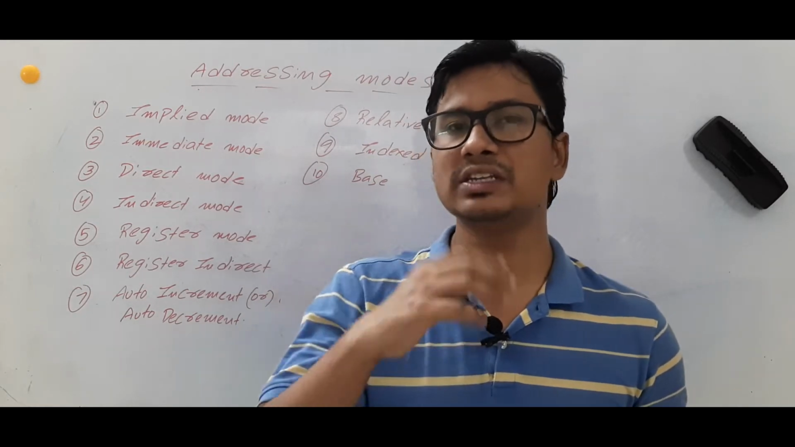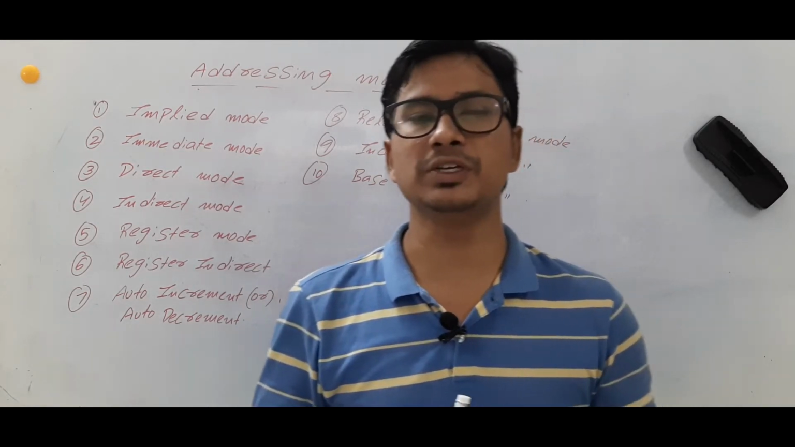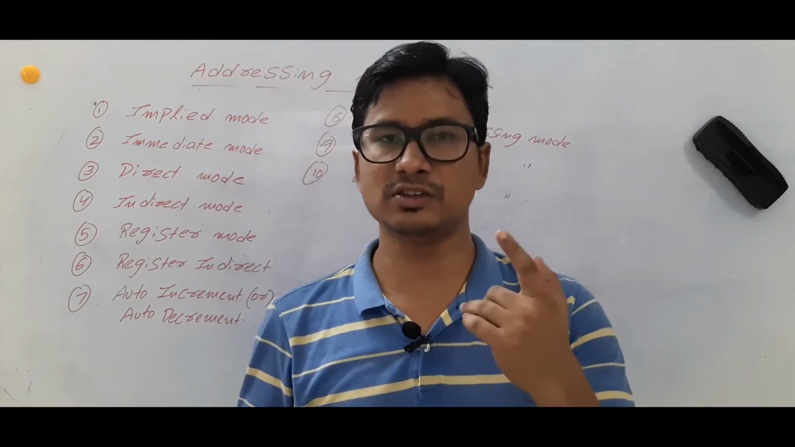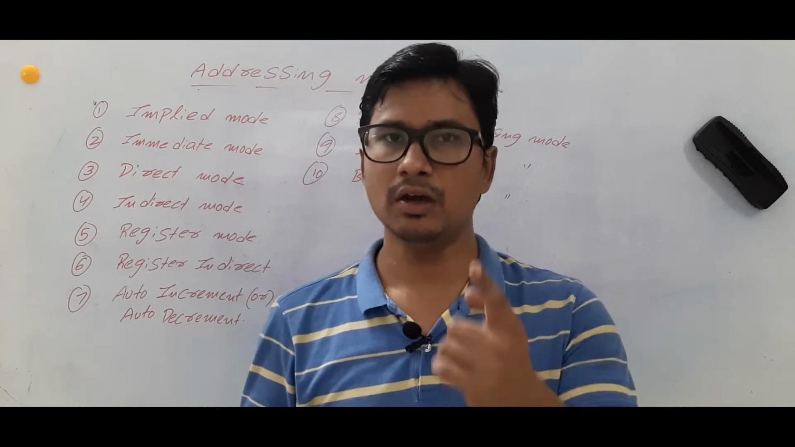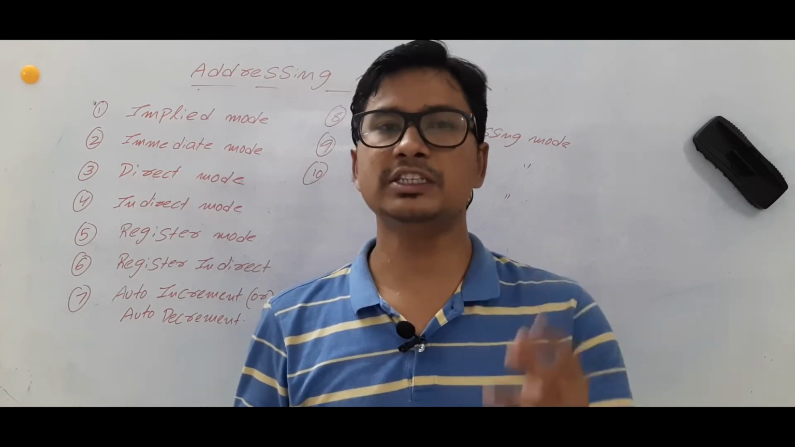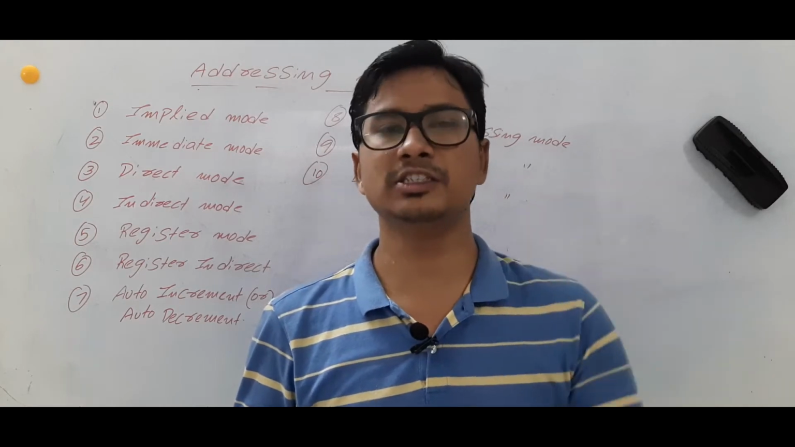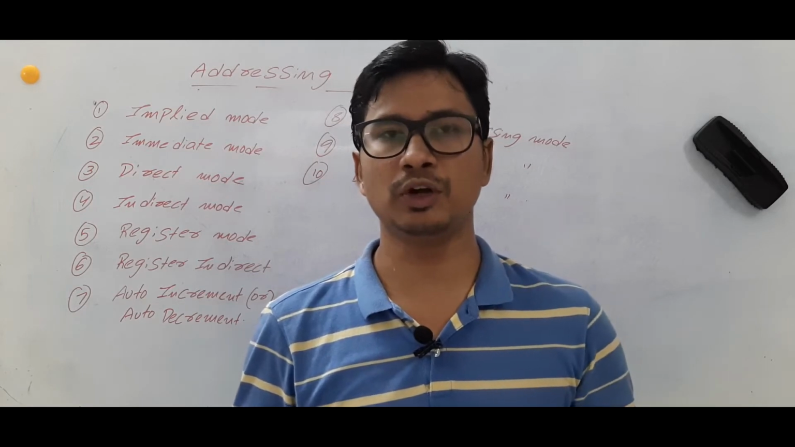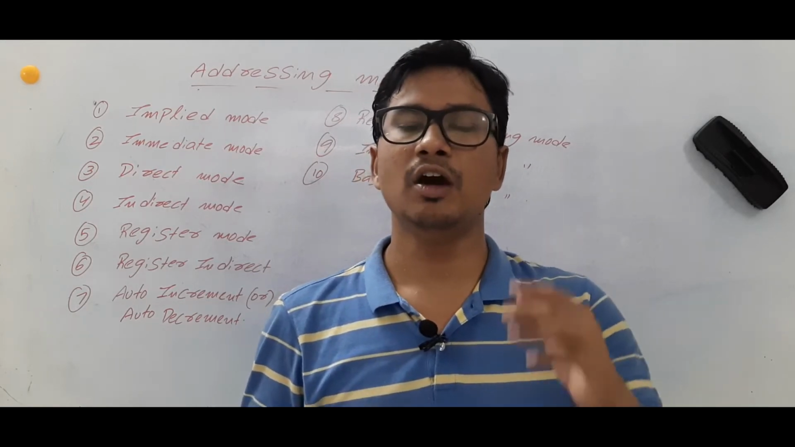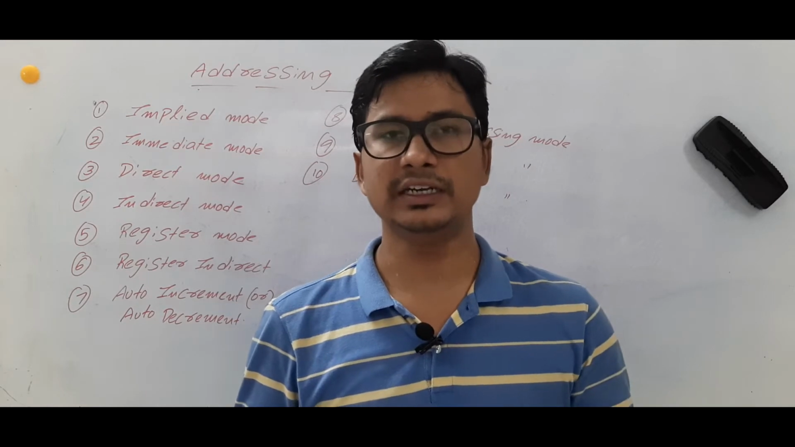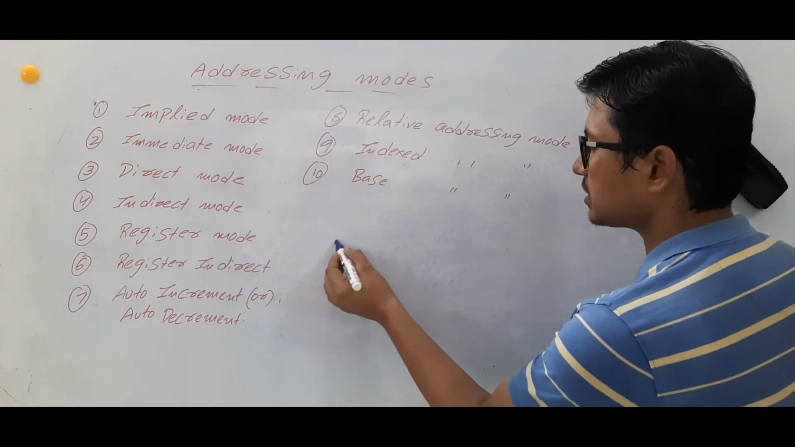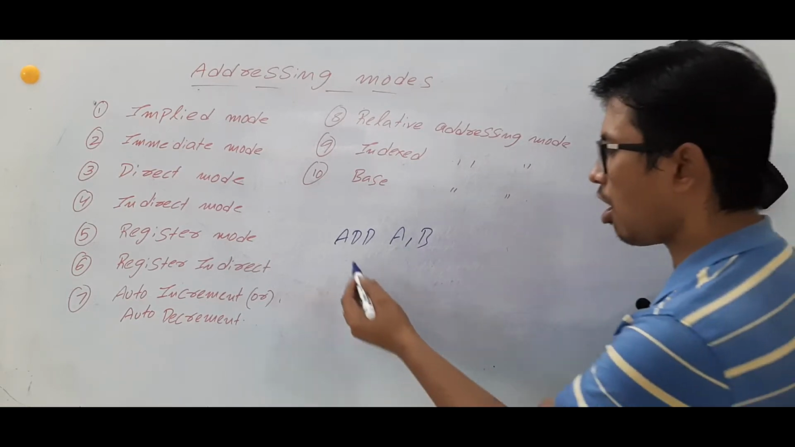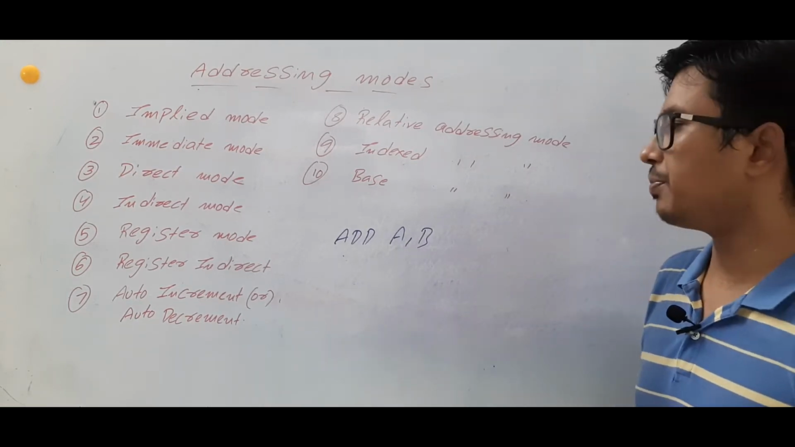Now let me discuss what is an addressing mode. The addressing mode specifies how you are specifying the operand. Any instruction will consist of three parts: the instruction mode, operand and opcode. The instruction mode will tell what kind of addressing mode you are using in the instruction. The opcode will tell what operation you want to perform, and the operands will tell on which operands you want to perform the instruction. A simple example for the instruction is ADD A, B. Here ADD is the opcode and A and B are the operands.